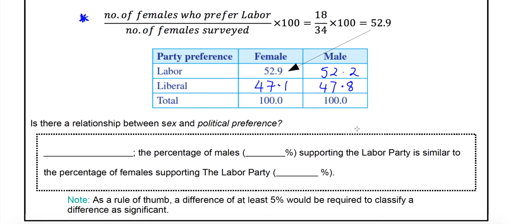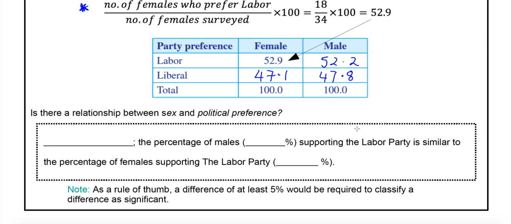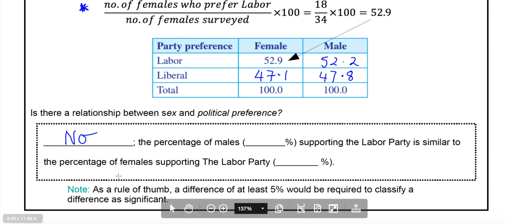But the main concern here is interpreting this. So we've got this data now. We want to answer the question, is there a relationship between these two variables? Is there a relationship between your gender, your sex, and which party you prefer? Now have a look at the two results. They're actually quite similar, 52.9%, 52.2%. So what we can say here is, from this data, no.